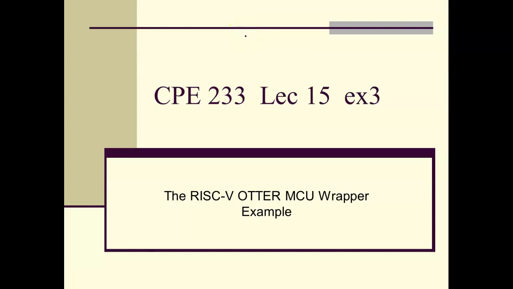This is CPE 233, Lecture 15, Example 3. What we've been talking about is I/O associated with RISC-V, and in particular RISC-V Otter, because our RISC-V Otter is essentially a microcontroller which needs an interface with the hardware, which is what the wrapper does. The wrapper provides an interface from the microcontroller to the external development board, which for us is a Basys 3 board. And so it's really important stuff.